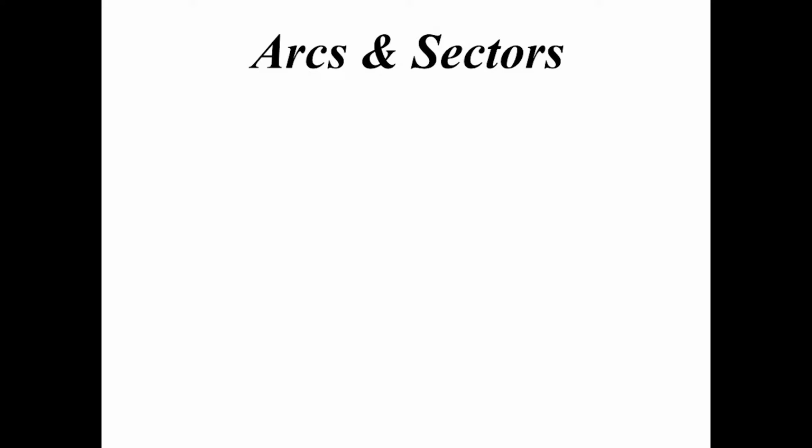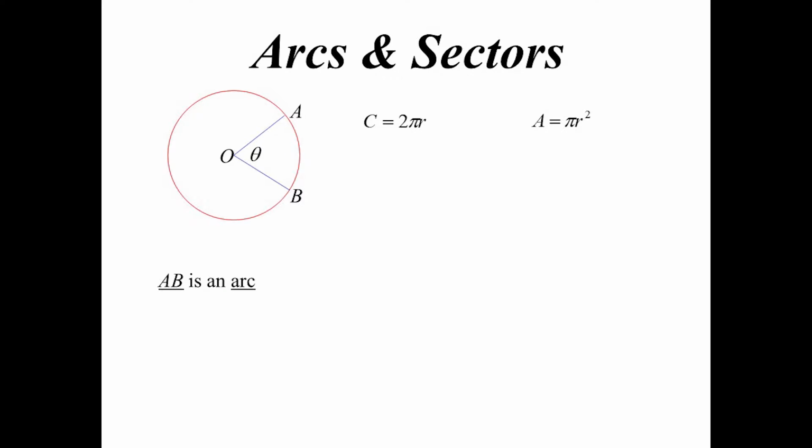One of the advantages of using radians for the angular measure is working out the length of arcs and the area of sectors. We know, of course, that the circumference of the whole circle is 2 pi r, and the area is pi r squared. But if we just want a piece of the circle, going from A to B on the circumference, that would be an arc that we're trying to find.